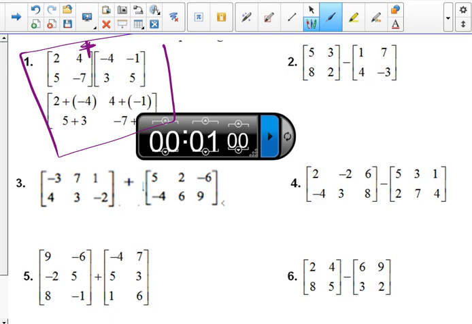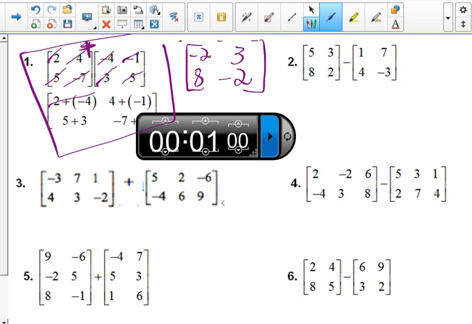All right, so the first one, you're going to go 2 plus negative 4, and I'll just start it over here. So 2 plus negative 4 is negative 2, right? And then 4 plus negative 1 is 3. And then 5 plus 3 is 8, and negative 7 plus 5 is negative 2. So there's your matrix answer. Are there any questions about that?